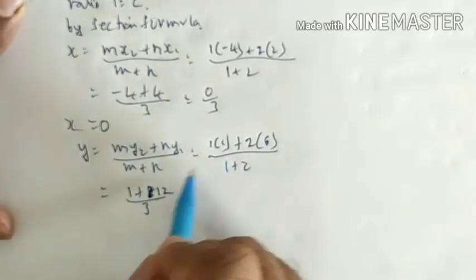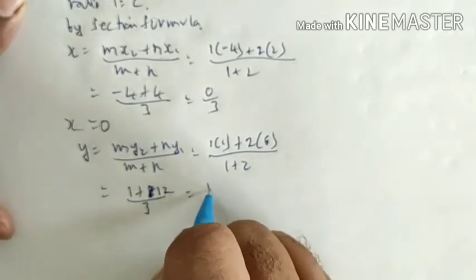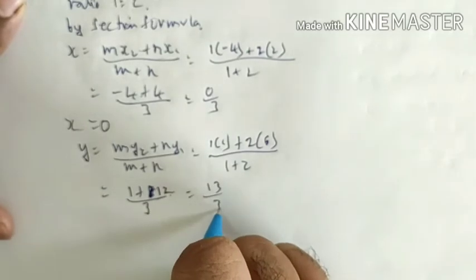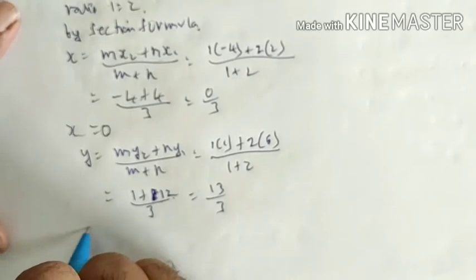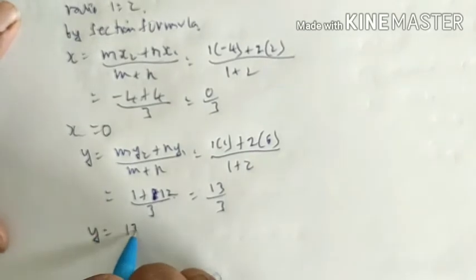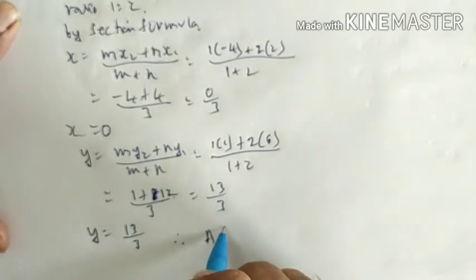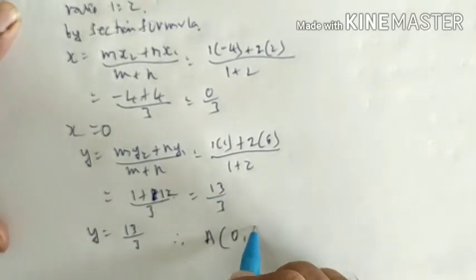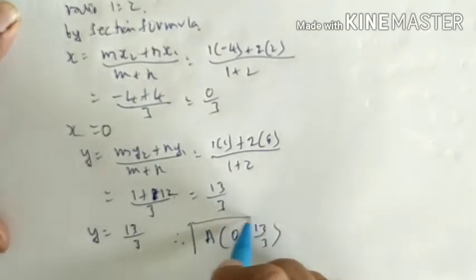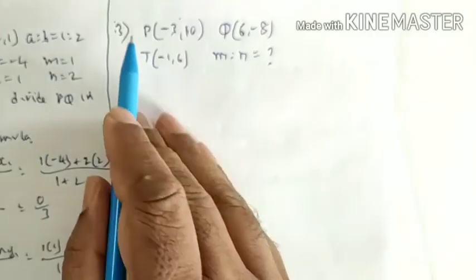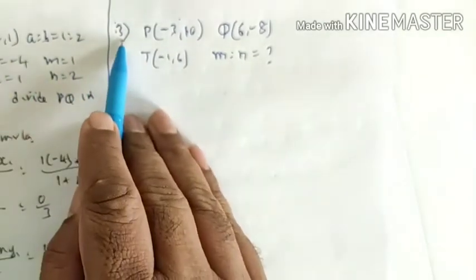1 into 1 is 1 plus 2 into 6 is 12 upon 3. So, it is equal to how much? 13 upon 3. So, we got the value of y equal to 13 upon 3. Therefore, the coordinates of point A are 0, 13 upon 3. This is our answer.